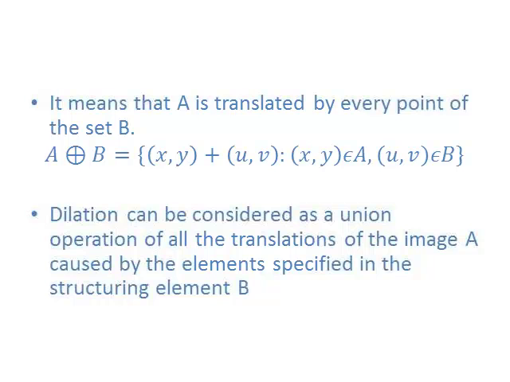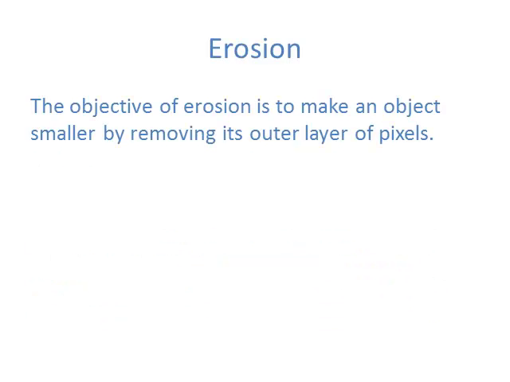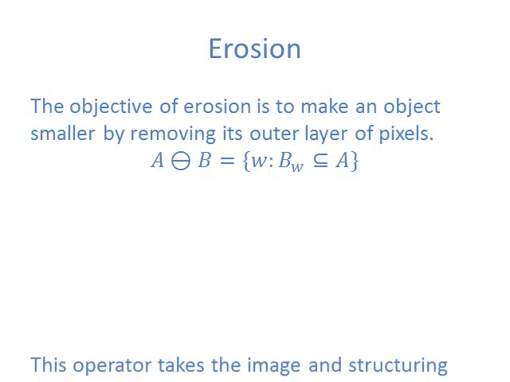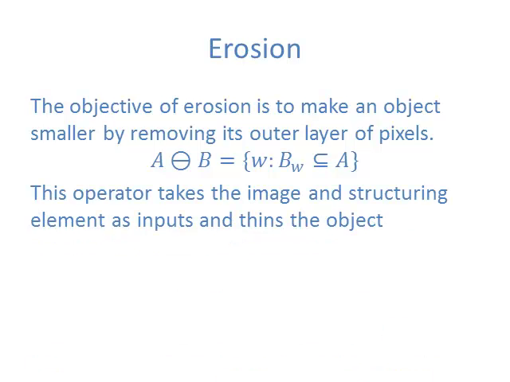Dilation can be considered as a union operation of all the translations of the image A caused by the elements specified in the structuring element B by the following formula. Erosion. The objective of erosion is to make an object smaller by removing its outer layer of pixels. This is shown by the following formula. This operator takes the image and structuring element as inputs and thins the object.